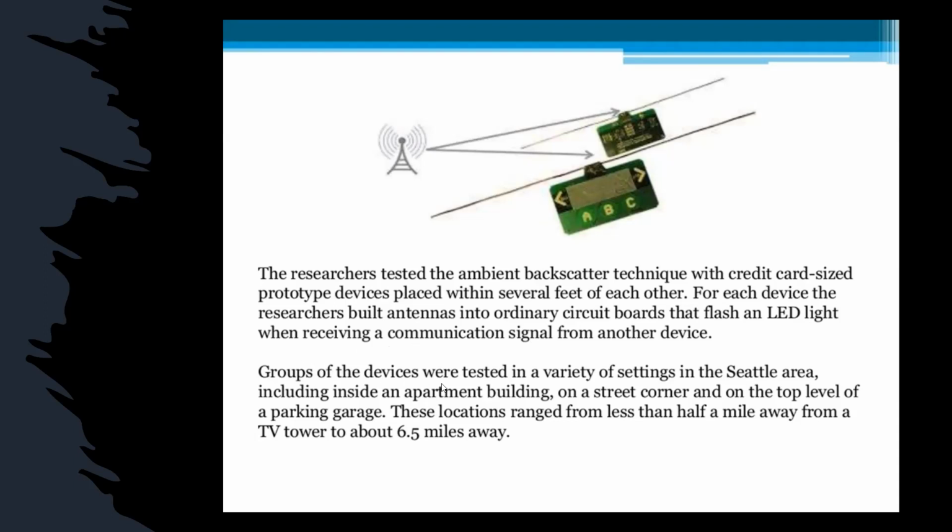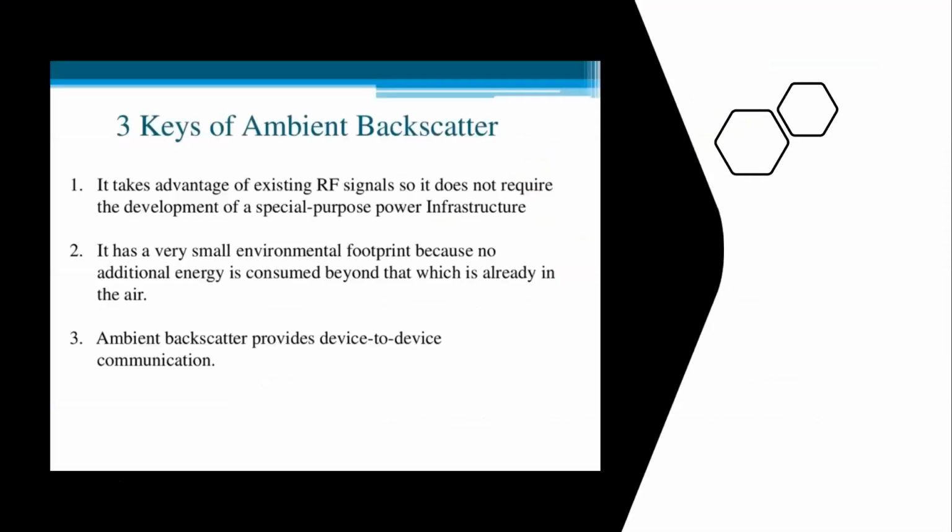Groups of devices were tested in a variety of settings in the Seattle area, including inside an apartment building, on a street corner, and on the top of a parking garage. These locations ranged from less than half a mile away from the TV tower to about 6.5 miles away.